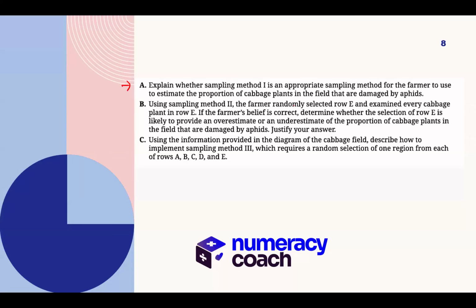Yeah, in your writing courses, I'm sure you would learn that whatever the question is, you kind of start with it. So if you look, it says, explain whether sampling 1 is an appropriate sampling method for the farmer to use. And now what's he trying to use it for? To estimate the proportion of cabbage plants in the field that are damaged by aphids. If you just rewrote that statement, you got both components right away. So part A is always so important too, because context, to me, always comes in part A, because that's the original start of the question.